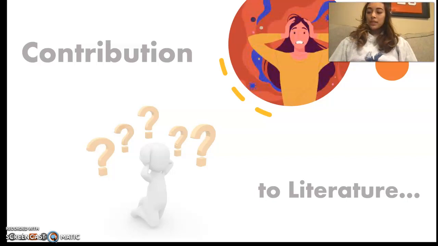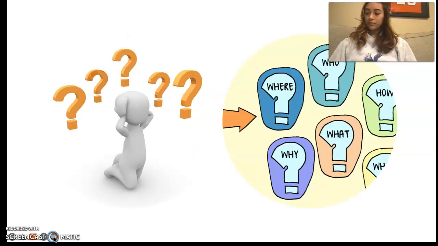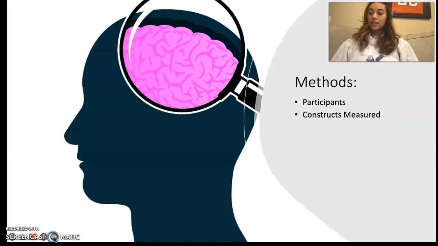So the purpose of this study was to fit pieces together and broaden the understanding of panic disorder in literature. They did this by examining brain activation sites during emotional processing in panic disorder patients. So we are going to go into the methods, and I'm going to first speak to you about the participants that were recruited in the study, and then the constructs that were measured and why.